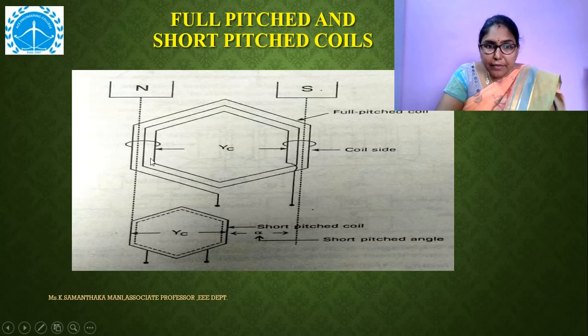If the coil spans from one pole to another pole, completely from North Pole to South Pole, this is called a full pitched coil. On the other side, if it does not extend to the next pole, and it has completed its turn before that, then it is called a short pitched coil. And here alpha indicates the short pitched angle, how much angle it has been short pitched by.